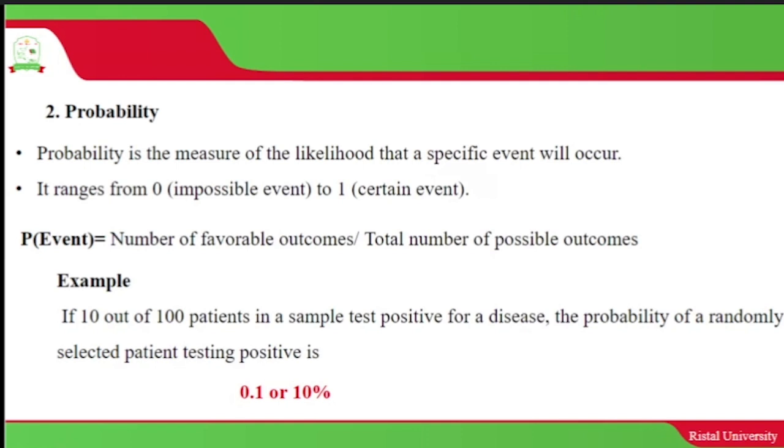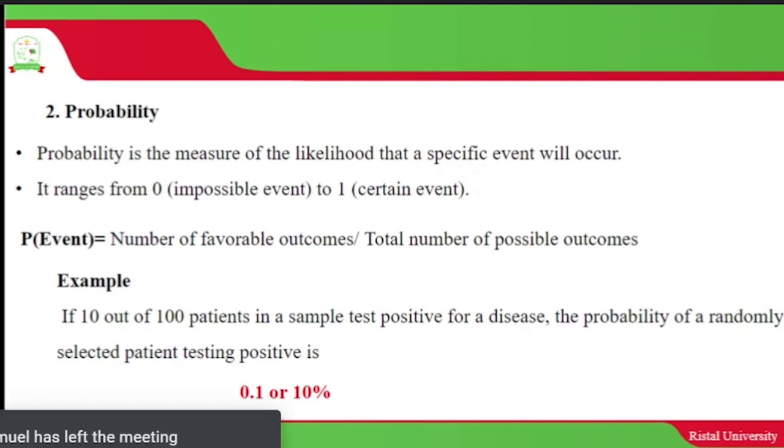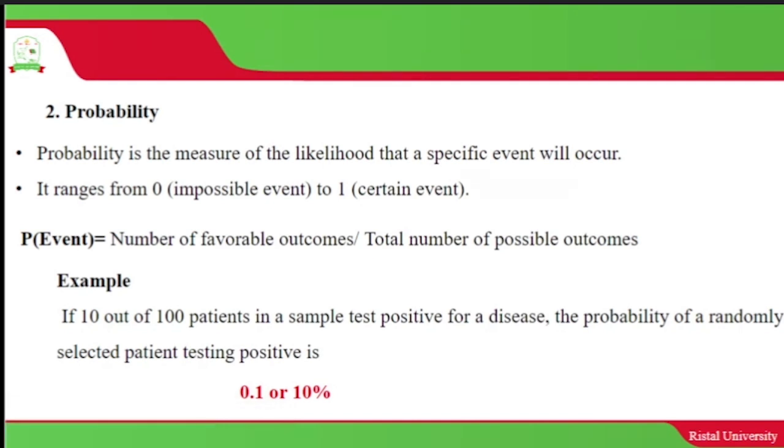Then we get the diabetic patients out of that. Okay, so we shall have a 15% probability of randomly selecting a patient with diabetes from this population. Thank you very much, Regina. You're welcome.